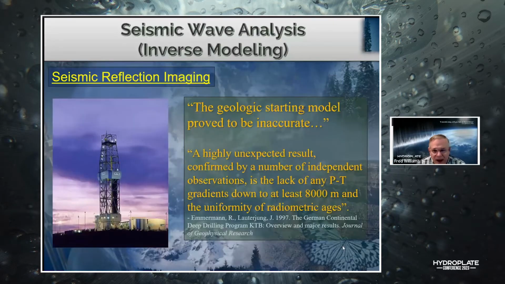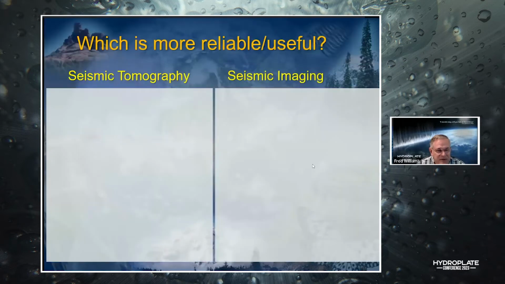Okay, so now let's look at an example of Germany's KTB borehole, which reached, at the time, I think it was the deepest hole drilled into the earth. It reached 5.6 miles. And they had seismic reflection imaging beforehand. And here are the quotes from the paper that was written after the drilling. The geologic starting model, again, the seismic reflection model, proved to be inaccurate. So now we can look, and guess what? It proved to be inaccurate. And another quote: a highly unexpected result confirmed by a number of independent observations. So even when you can look at it, these models are proving to have problems.